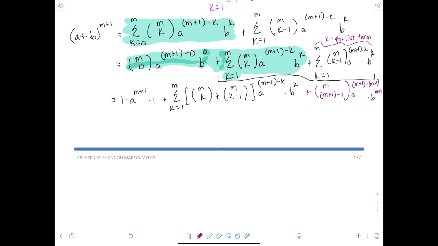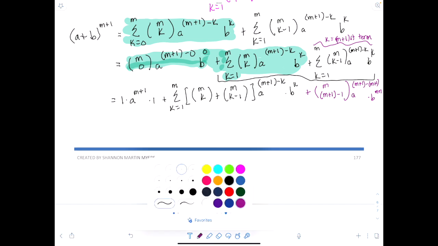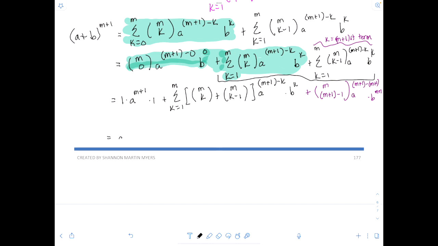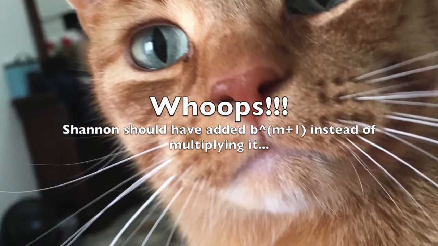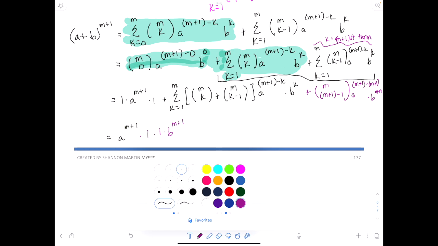So let's see what we have now. This is going to give us a to the m plus 1. From all that stuff in the purple, we're going to get times 1, because we'd have an m choose m, and then we would have a to the 0, so that'd be times 1, and then we'd have b to the m plus 1. Cool so far? Awesome.